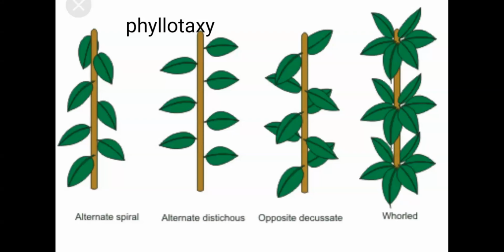For alternate phyllotaxy, examples are China rose, mustard, sunflower. Opposite: Calotropis and guava. And whorled: Alstonia and oleander.